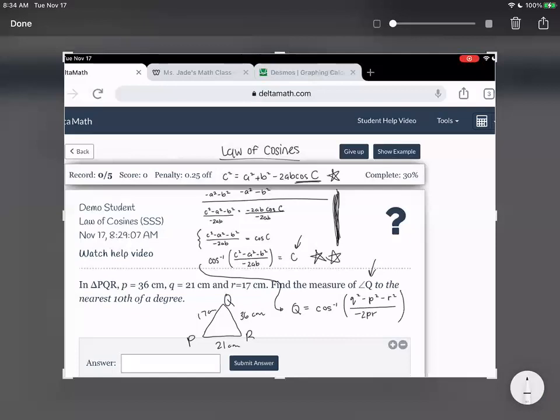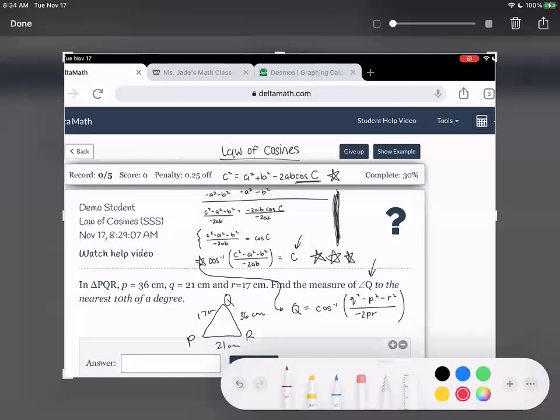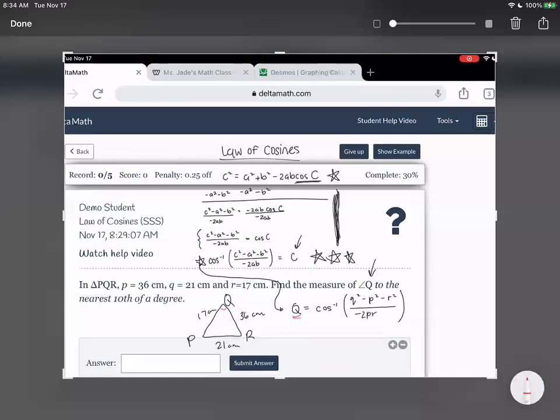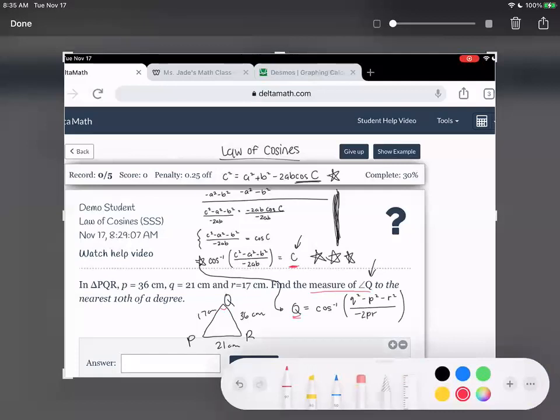Okay, so I just rewrote this equation with the letters PQR, where the angle we are looking for, which is Q, gets to be the C. So we are looking for Q, so that's what I put as C. And everything else just kind of falls into place. Okay, any questions on the rewriting it?